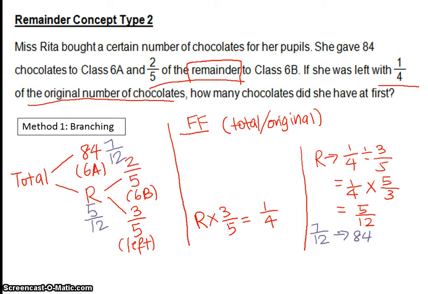The question asks how many chocolates did she have at first. That means we want to find 1 whole, 12 out of 12 of the total. So it will be 84 divided by 7 times 12, giving us 144 pieces of chocolates she had at first.